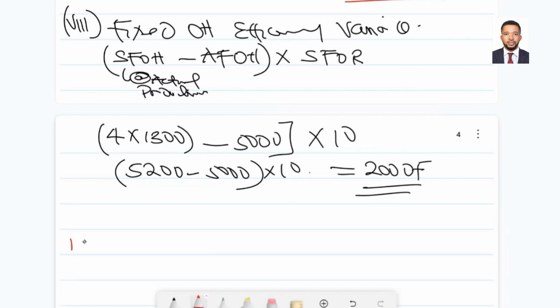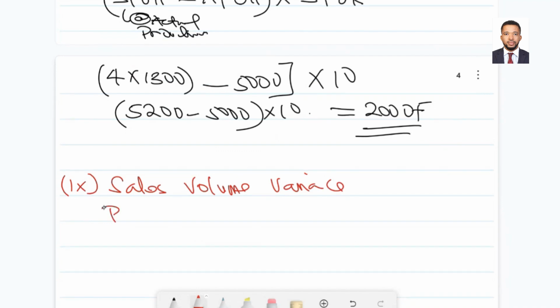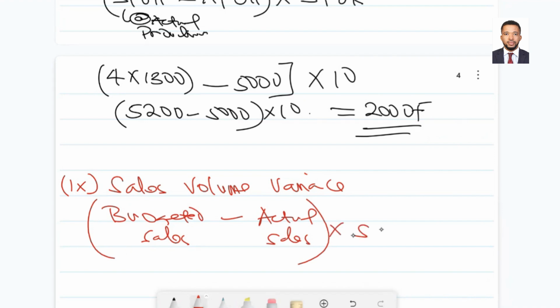Sales volume in terms of profits. Sales volume variance. So this is simple: budgeted sales minus actual sales, multiplied by standard profit. They told us in terms of profit. Some questions will say in standard contribution, right? And in this question, they already gave us the standard profit. How much is it? 108.